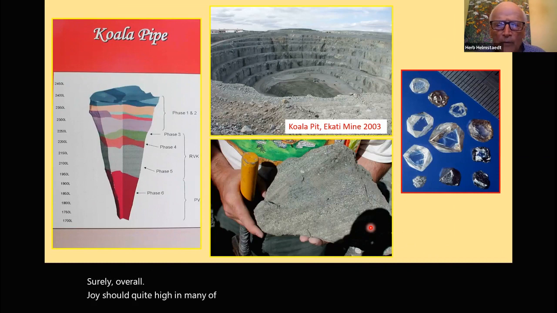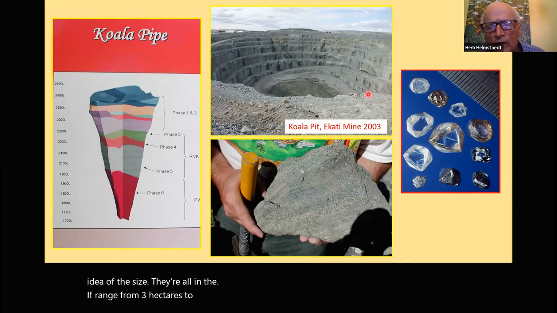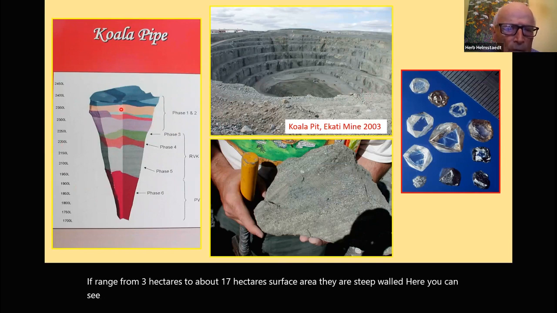The best example here is the Koala pit. That gives you an idea of the size. They range from 3 hectares to about 17 hectares surface area. They are steep walled. Here you can see the horizontal infill.